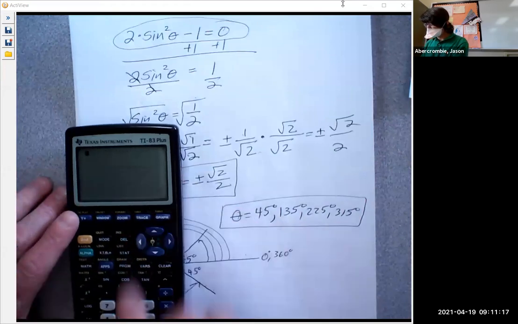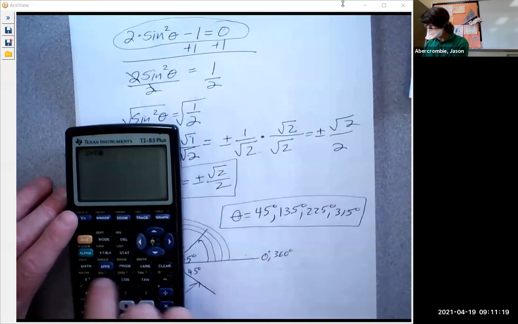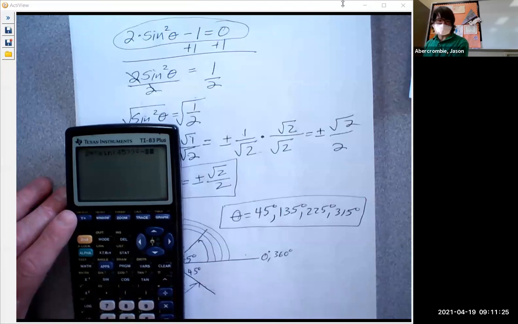And it says 2 times sine squared, so I'll do sine. How about 45 first? Sine squared, and then minus 1. That's kind of what I was dealing with. Sure enough, that's 0.